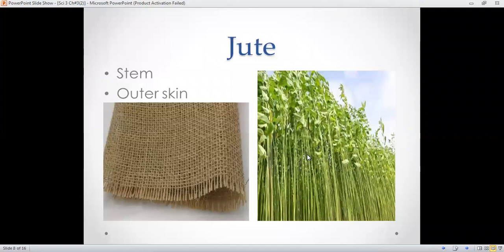Next is jute. Here is a jute plant. You can see this is a very tall plant. We get the jute from the stems and the outer skin of these plants. This is basically jute cloth, and it is mostly used to make the inner lining of chairs, which is covered with this cloth, that is jute. Even the grains which are kept in bags, these bags are made of this cloth, known as jute.